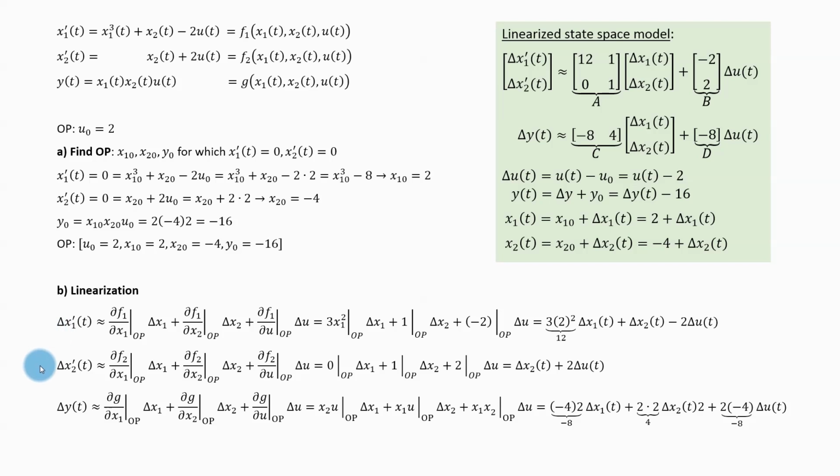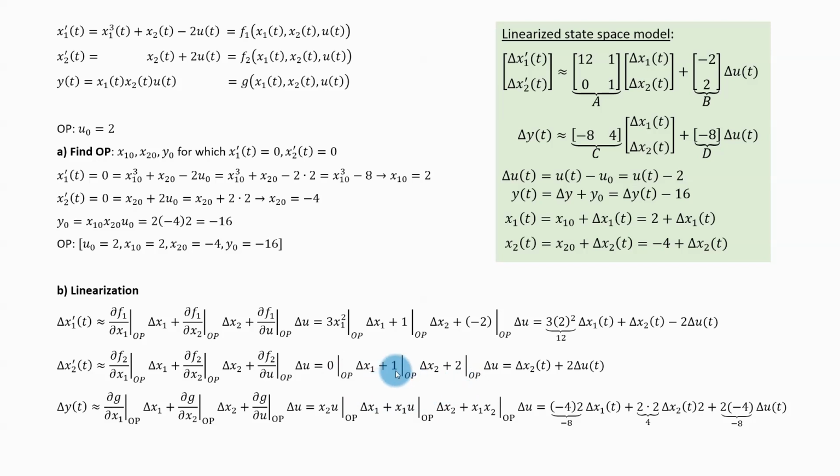The linearization of the second state equation I can find in this form. So I need to take the derivative of f2 with respect to x1, that is the derivative of this function with respect to x1. I don't even have x1 here, so that will be 0. Then I need to take the derivative with respect to x2, so the derivative of this with respect to x2 will be 1, and the derivative with respect to u will be 2.